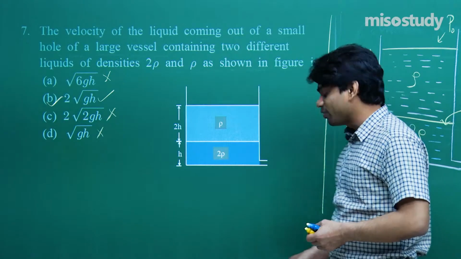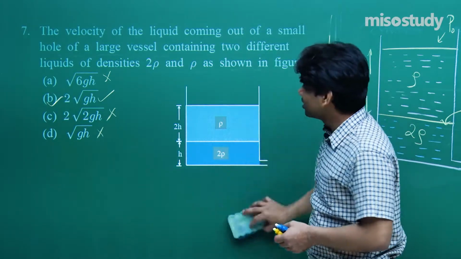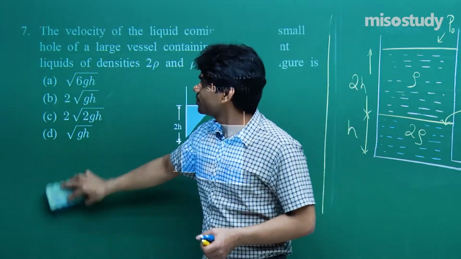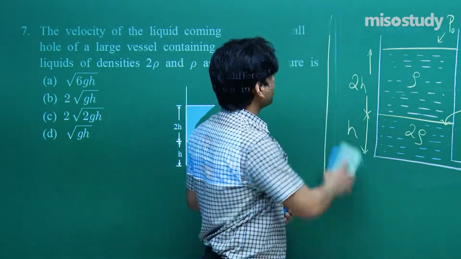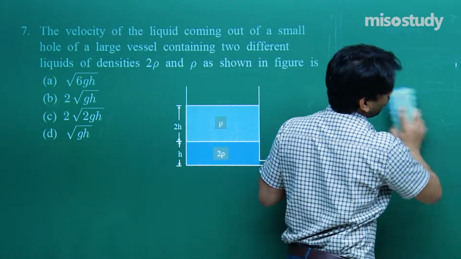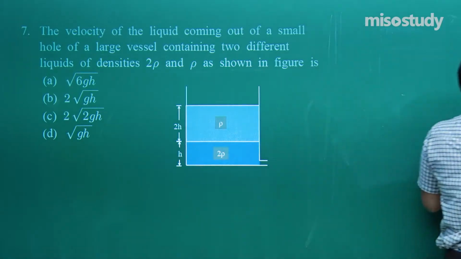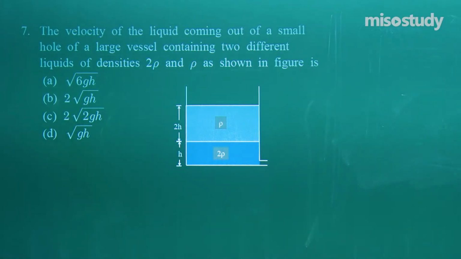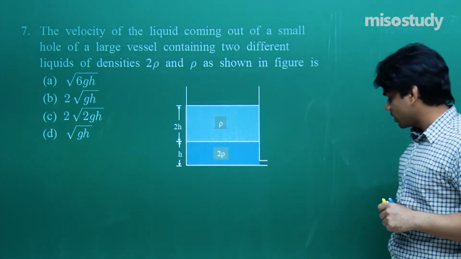Try it on your own. You can frame a question on your own and try it. Take 3 liquids and try to find the velocity of efflux at the bottommost part. Height you can take on your own. I believe that with this question you understand how you are going to solve such kind of question. Let's go ahead with the next question of the class.